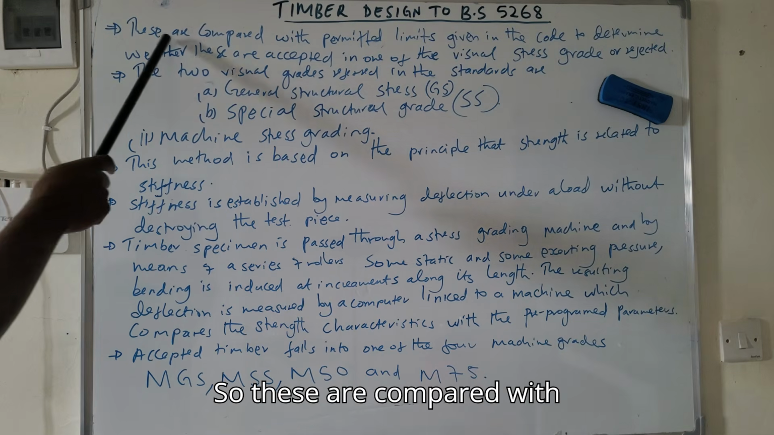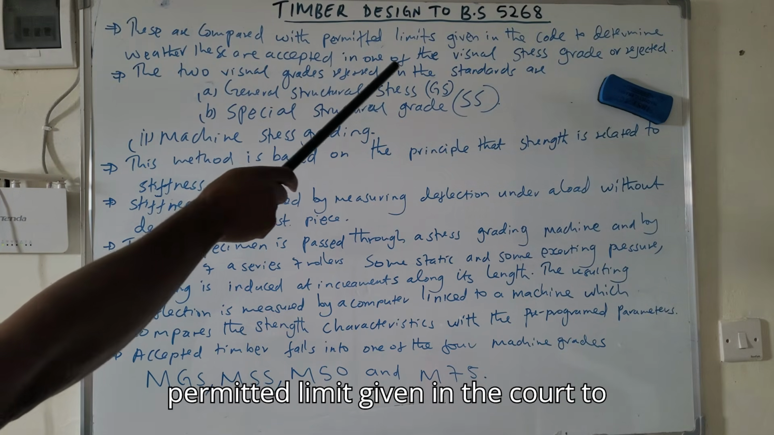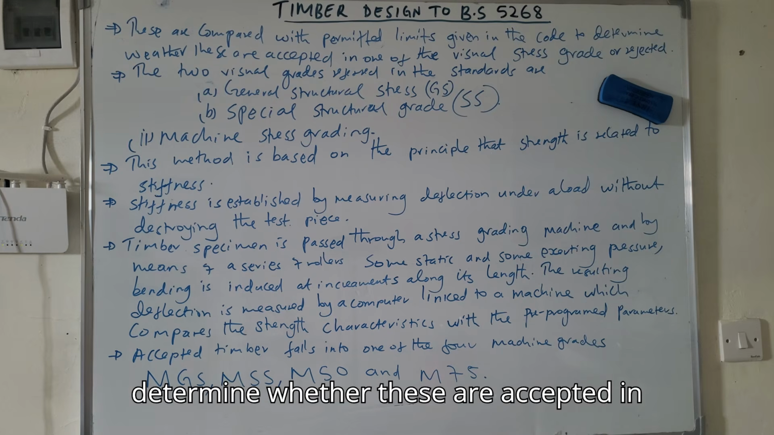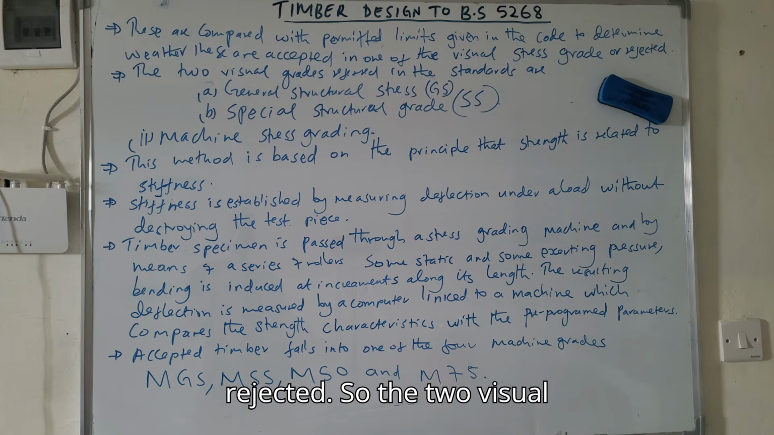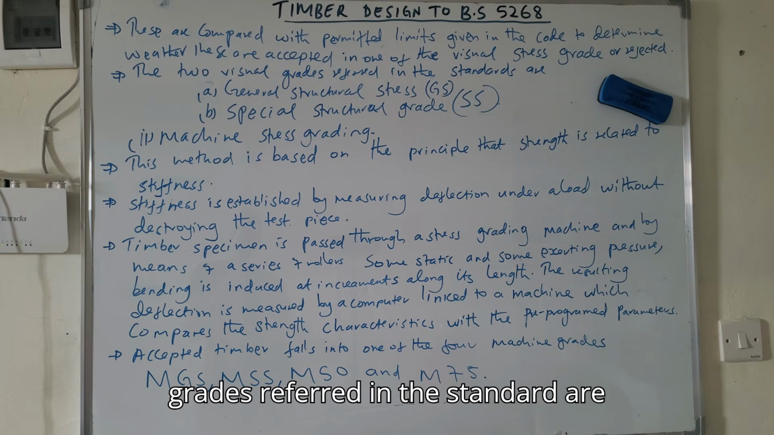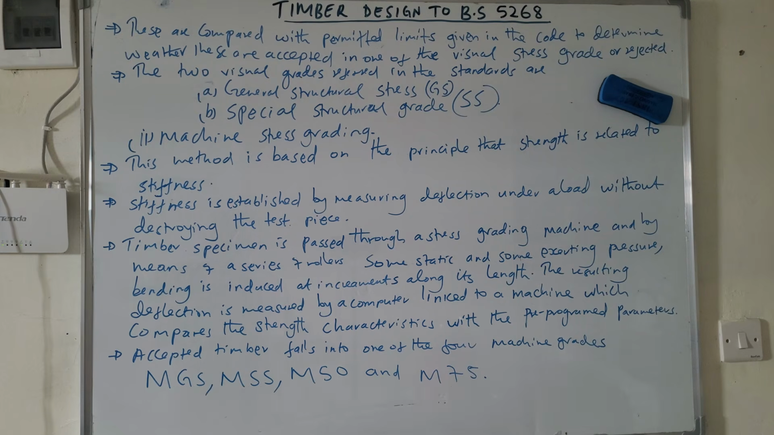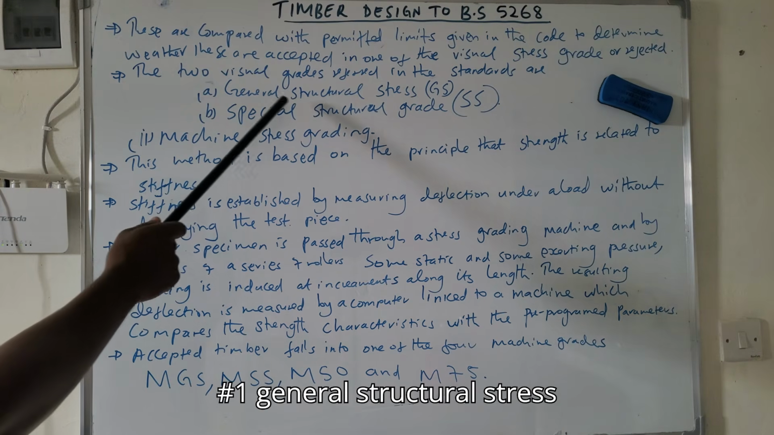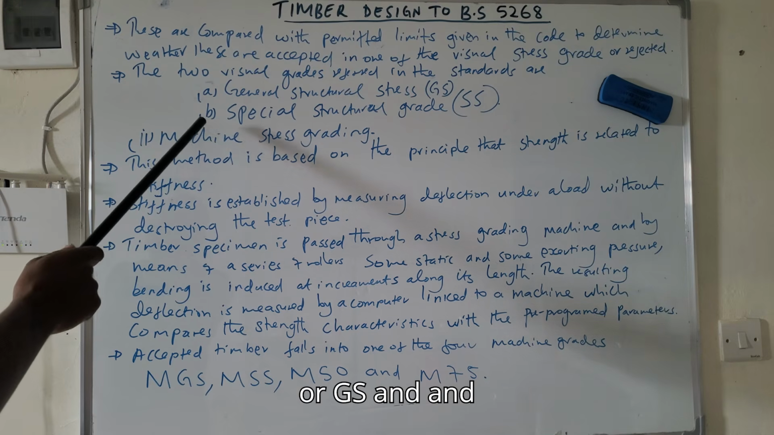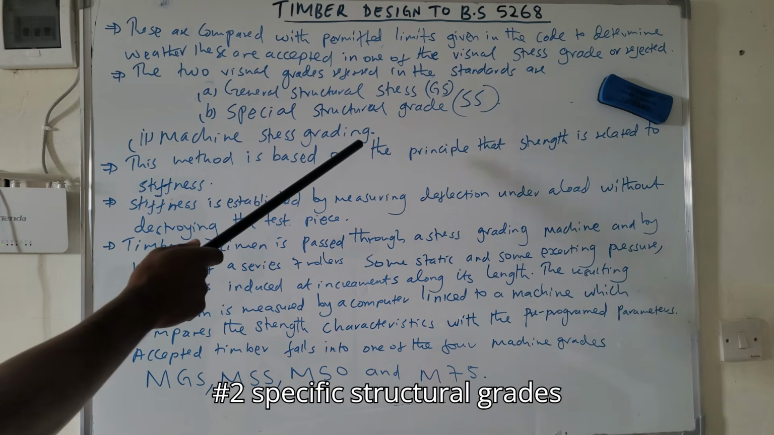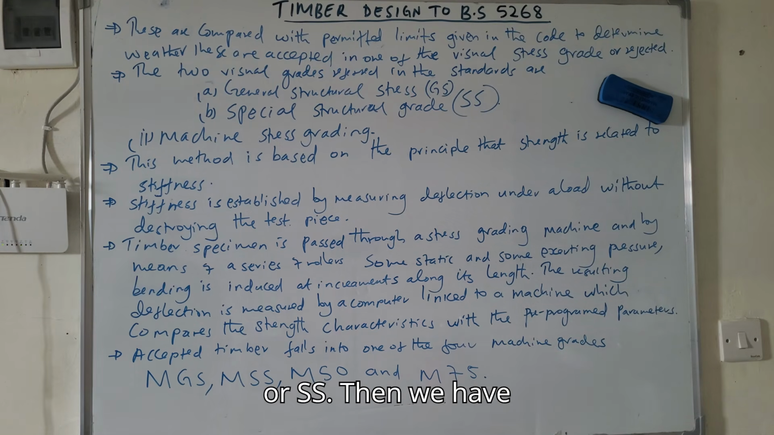So these are compared with the permitted limit given in the code to determine whether they are accepted in one of the visual stress grades or rejected. The two visual grades referred to in the standard are number 1, general structural stress or GS, and number 2, specific structural grades or SS.